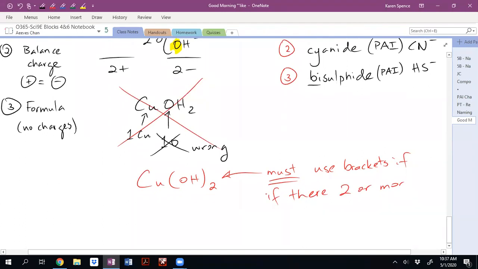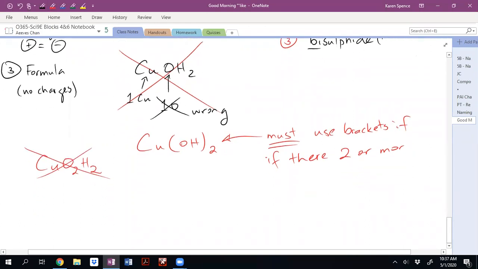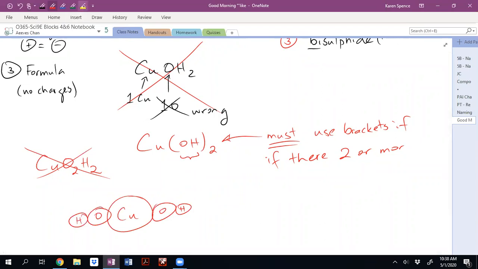Good question. Is CuO2H2 valid? And that answer is no, it is not. The reason for that is that we want it to be very clear that OH is a special unit. So you can imagine if we had a copper, it might have a hydroxide on this end, and it could have a hydroxide on the other end. And this is very definitely a group, and this is very definitely a group.